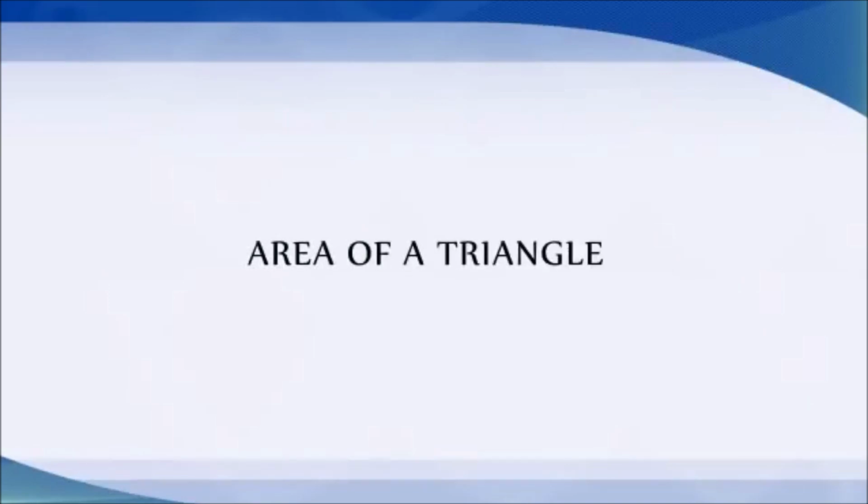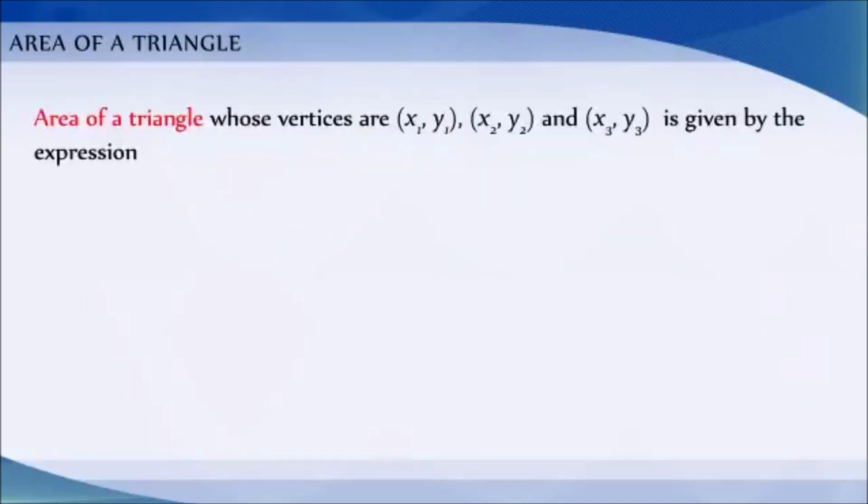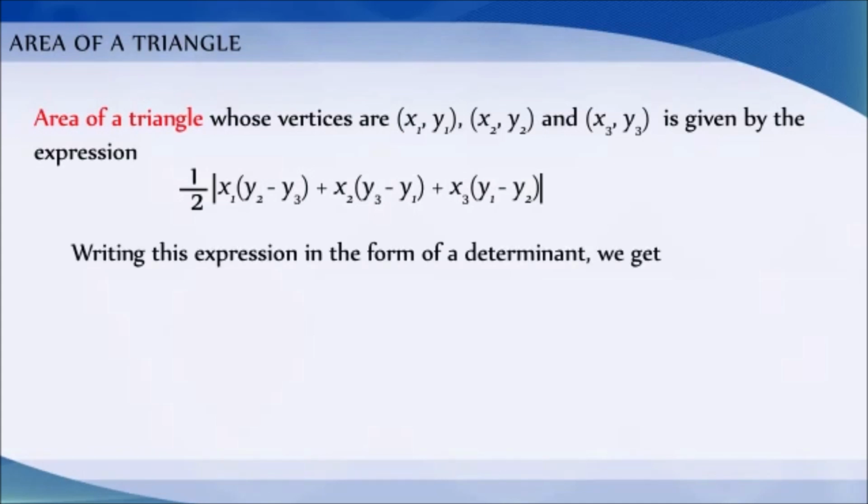Area of a triangle. In earlier classes, we have learned that the area of a triangle whose vertices are x1, y1, x2, y2 and x3, y3 is given by the expression half into modulus of x1 into y2 minus y3 plus x2 into y3 minus y1 plus x3 into y1 minus y2. Now, this expression can be written in the form of a determinant as delta is equal to half into the determinant of x1, y1, 1, x2, y2, 1, x3, y3, 1.